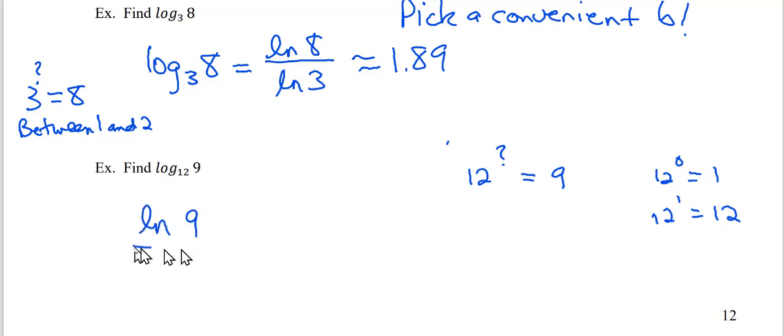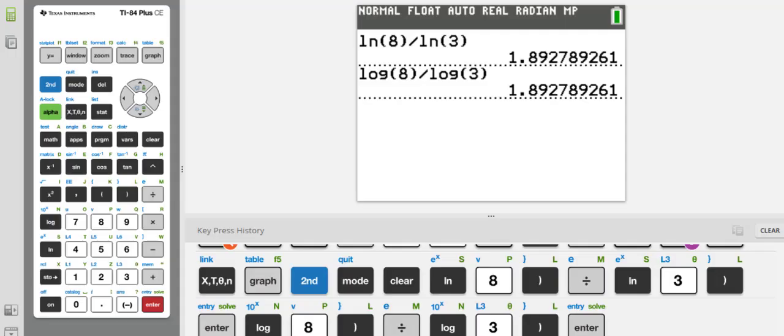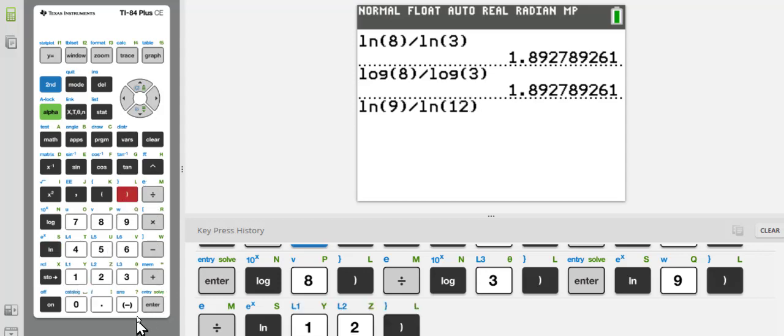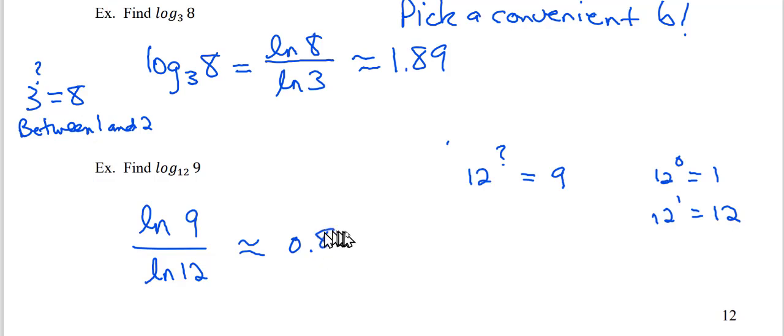It'll be the natural log of 9 over the natural log of 12. Go to our calculator. ln of 9 divided by ln of 12. Like I said, I tend to prefer the natural log, but there's no reason you can't use the common log. 0.88. These are approximations, remember. These are irrational numbers.